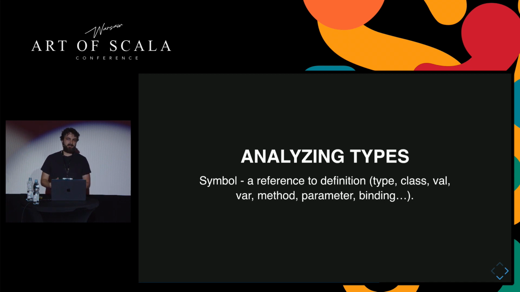When we are analyzing the type, we will see that something called symbol appears. So a symbol is basically a reference to anything which has a name for the compiler, because anonymous classes also have a name from the compiler's point of view. So types, classes, vals, vars, methods, parameters, bindings when you are using pattern matching, all of those things which have a name you can refer to. You can consider that they probably have something like a symbol from the point of view of the compiler to be able to point, okay, this is what I mean.